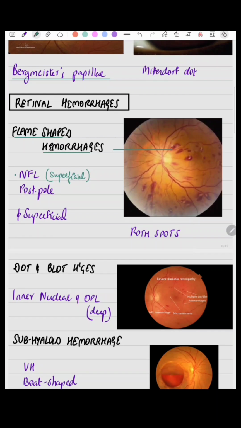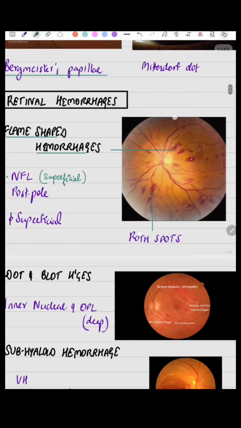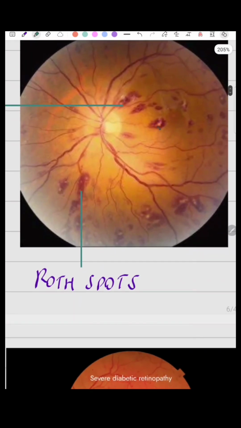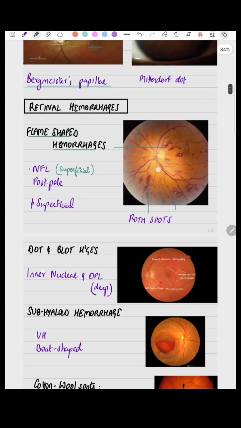This is a typical Roth spot. It is also a flame shaped hemorrhage that has a white or pale center. So, a flame shaped hemorrhage with this white or pale center is a Roth spot.